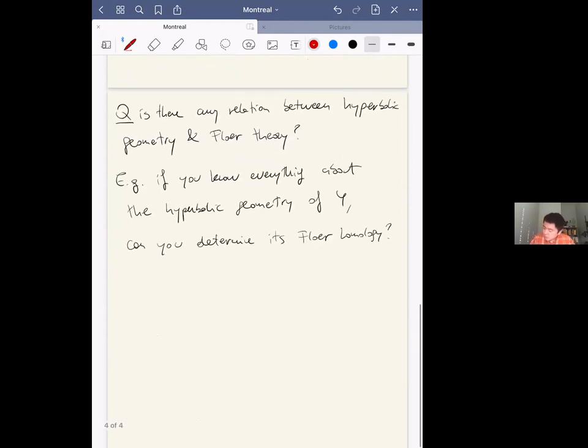So very vaguely, what our work says is the following: the answer to the second question is yes, in certain situations.